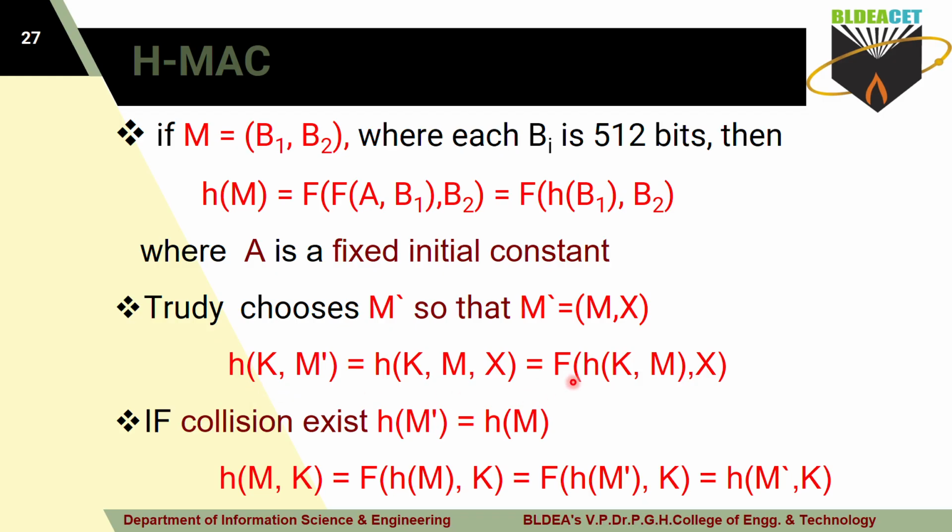Even if you take this one also, Trudy will get to know what your message is here. How? Let's see. As I told, in place of m, now you are using m dash here. So I don't know what the key is here. So h of key comma m dash is equal to what? H of key, m, x here. Okay, message blocks and the key here. That is equal to what? Function of h of key comma m, then x here. Hash value of this one and the next block here, same thing here.